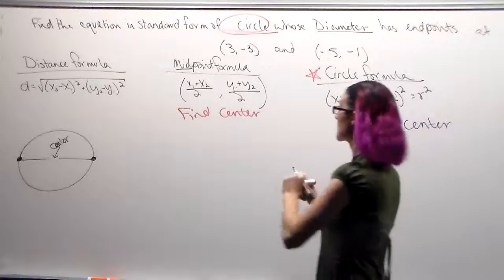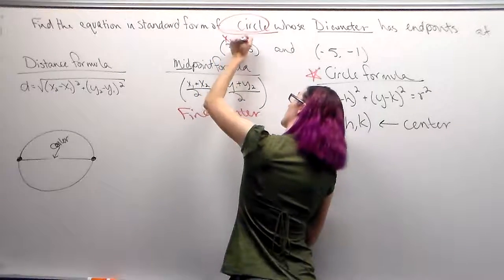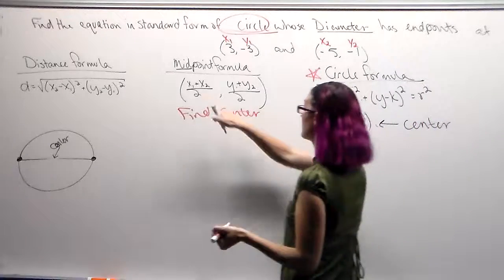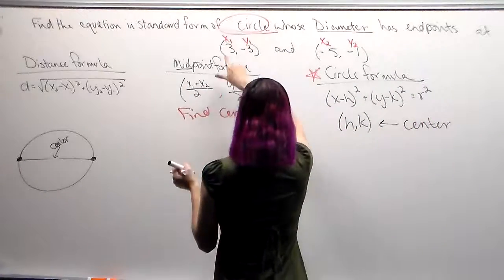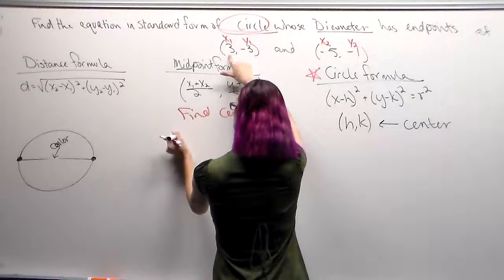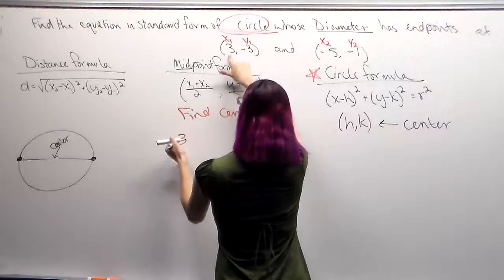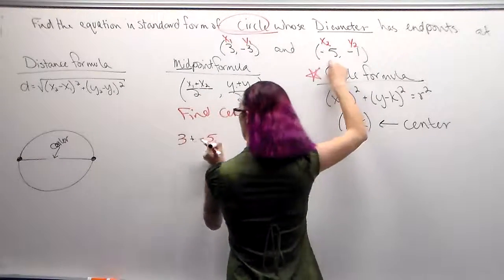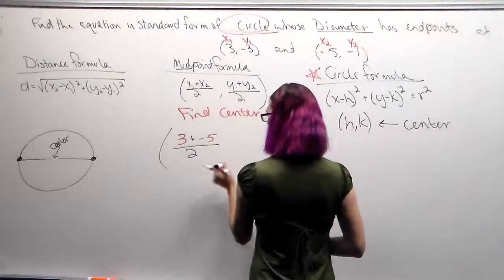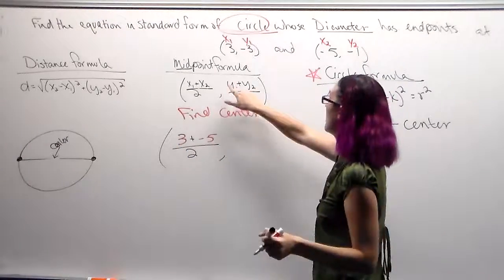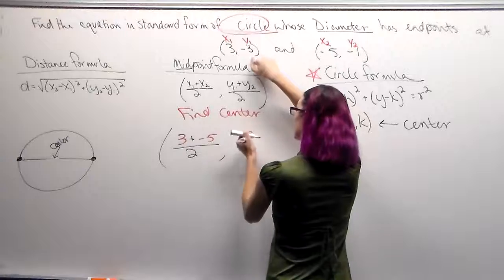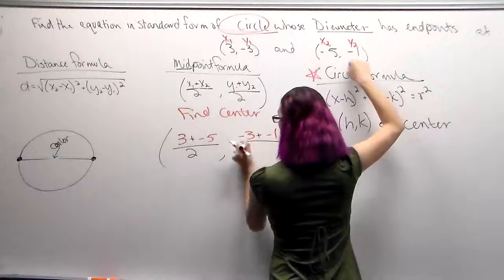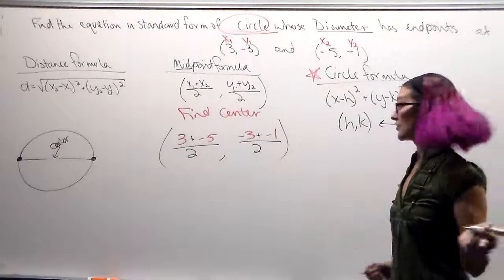Okay. So I'm going to go and label my points. I have x1 and y1, and I have x2 and y2. When I plug it into my formula, I need x1 plus x2. So x1 is 3, plus x2 is −5, all divided by 2. Again, this is an ordered pair, so it's separated by a comma. y1 is −3, plus y2 is −1, and divide. Remembering it is an ordered pair.